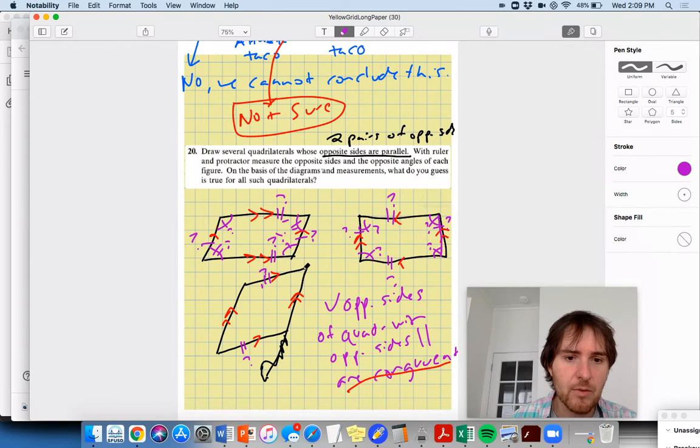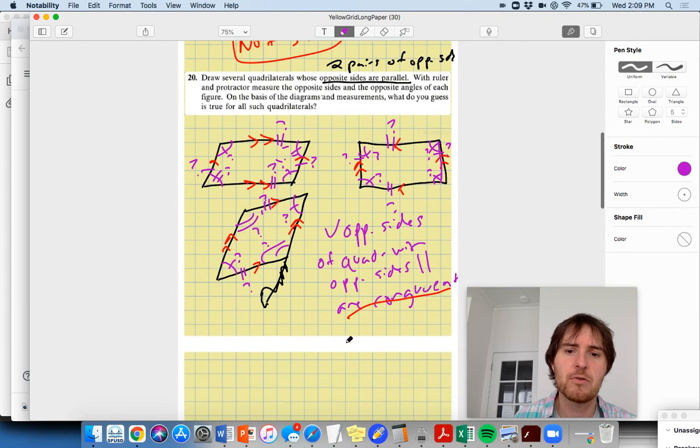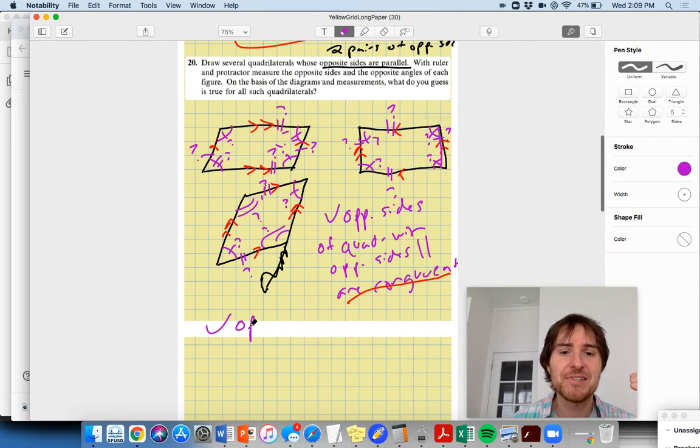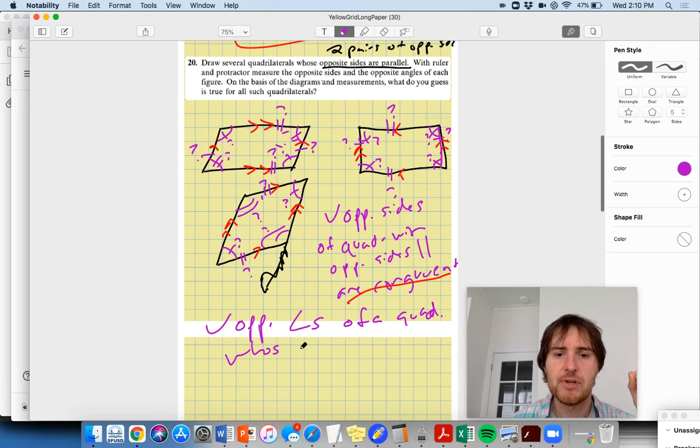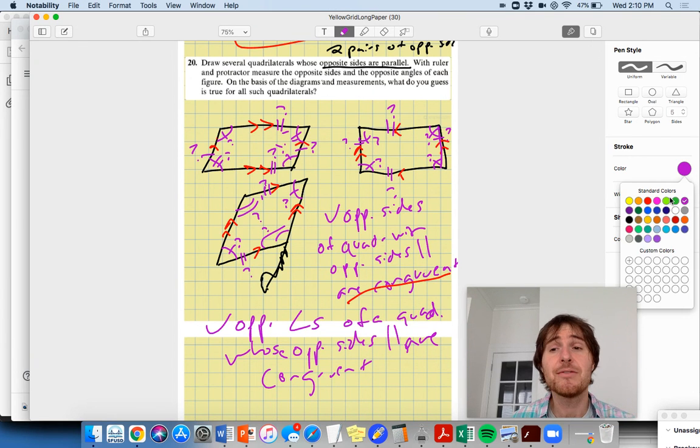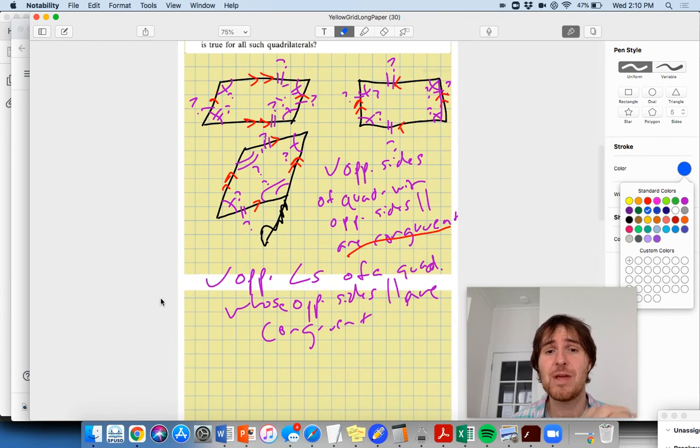Here, let's check it out here. Well, this is acute, that's obtuse, that's obtuse. It was very ugly how I drew this, but it looks like those angles are also congruent to one another, right? Also looks like it, but we're not sure. Okay, opposite sides of a quadrilateral with opposite sides parallel are congruent, and then opposite angles of a quadrilateral whose opposite sides are parallel are congruent also. Can we use these facts in a proof? No, we can't yet because we haven't proven it yet.